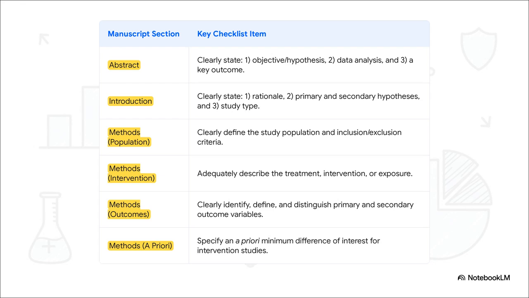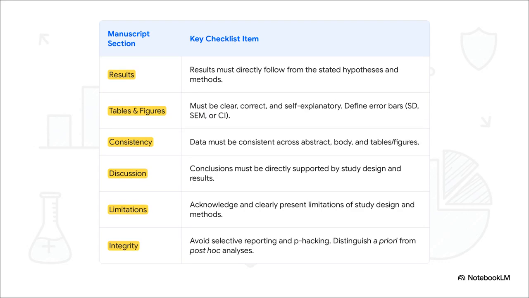The big theme here is logical integrity. Your results section should be totally predictable based on your methods. No surprises. Your tables and figures, they have to make sense on their own, and consistency is non-negotiable.